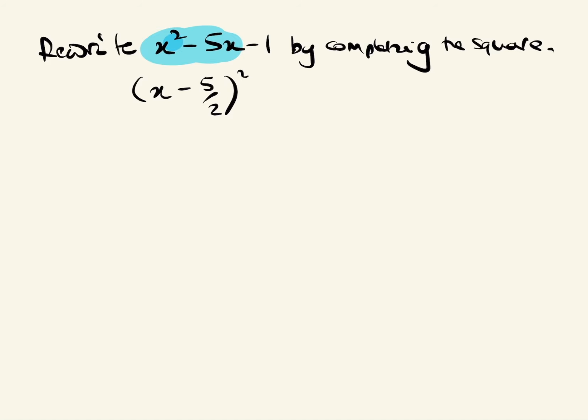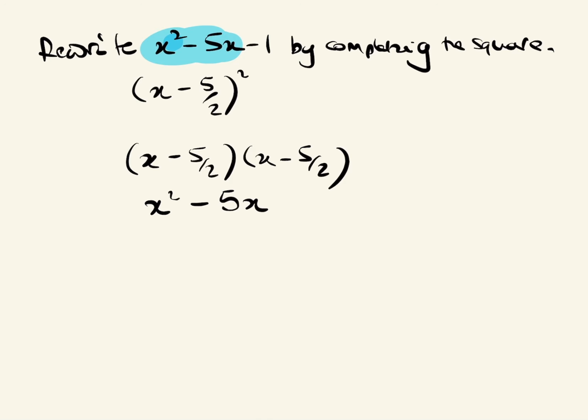And if I was to expand that, x minus 5 over 2 times x minus 5 over 2, well, we would get x squared, and then minus 5 over 2x minus 5 over 2x, so minus 10 over 2x, which is minus 5x, which is exactly where we want it to be, remember. But also we'd get thrown out the minus 5 over 2 times the minus 5 over 2. So minus times a minus is a plus, and this is where it's so much better just to use fractions instead of decimals. 5 over 2 times 5 over 2 is just going to be 25 over 4.